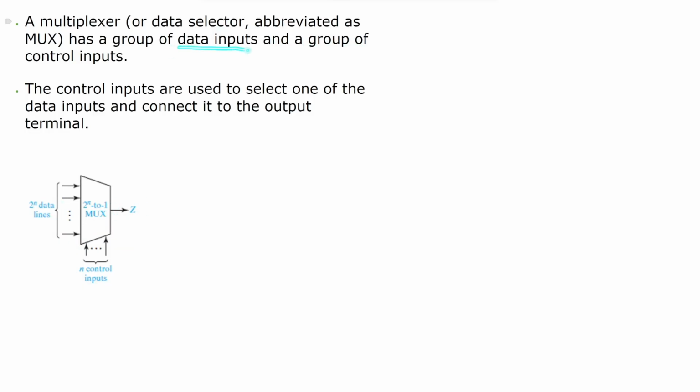So the group of data inputs and the group of control inputs are related by 2 to the power n. Let's call the data inputs, this group, I, and n for the control inputs. So usually I is equal to 2 to the power n. For example, for a 2 to 1 multiplexer, we have two inputs and one output. Let's call them I0 and I1.